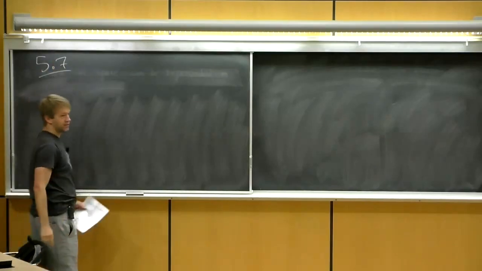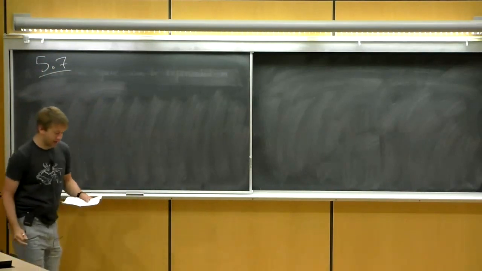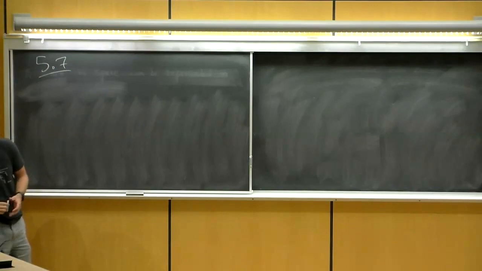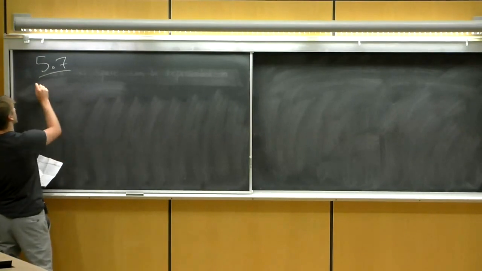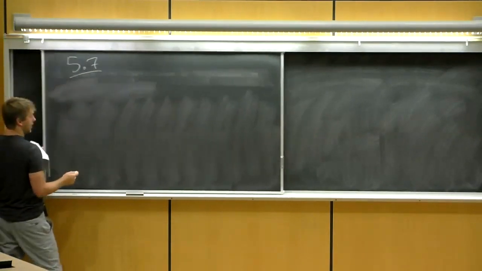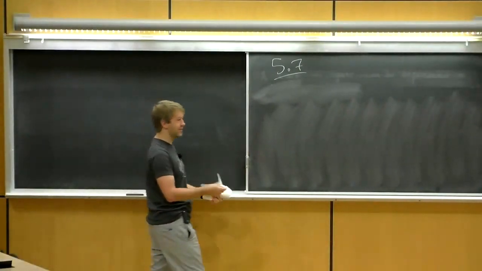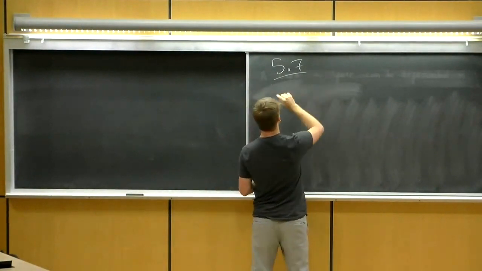We're talking about section 5.7, which is the binomial theorem. So I kind of wrote down what the theorem is, and we looked at some small examples. Let me write down the statement again.